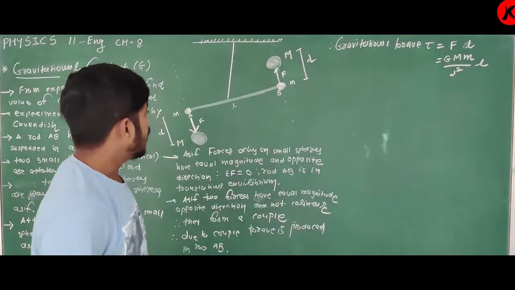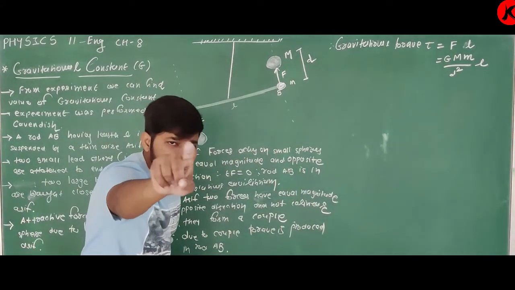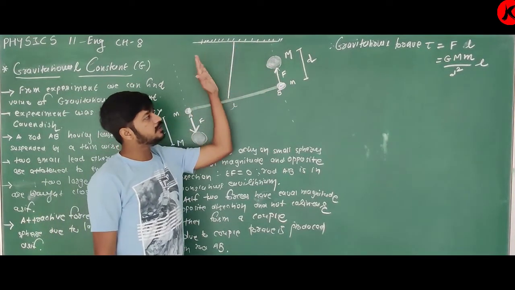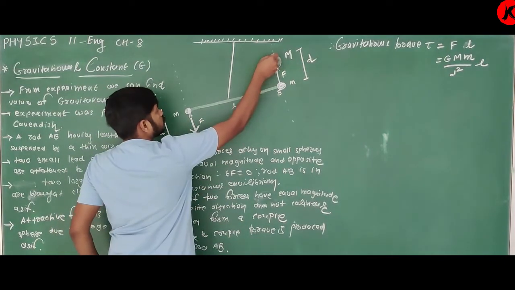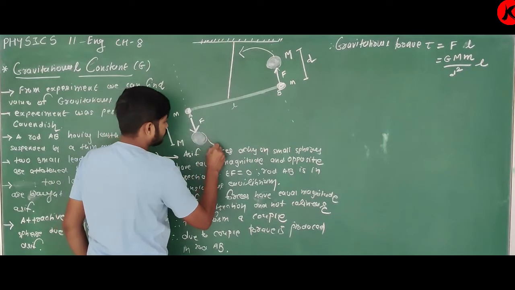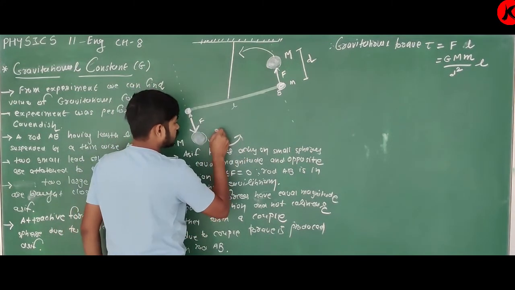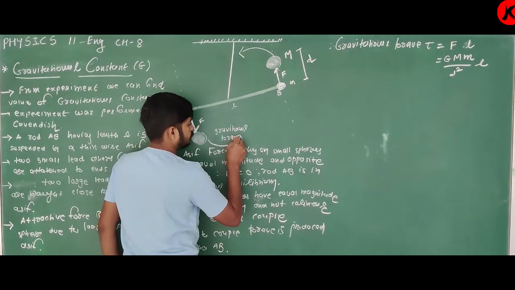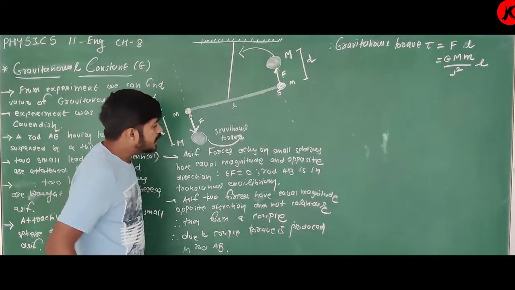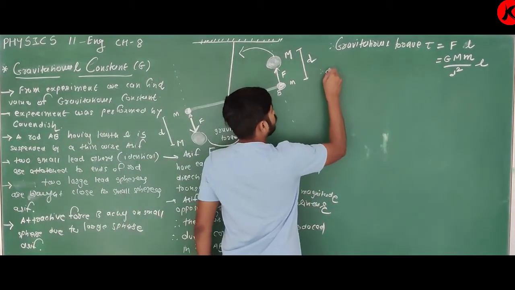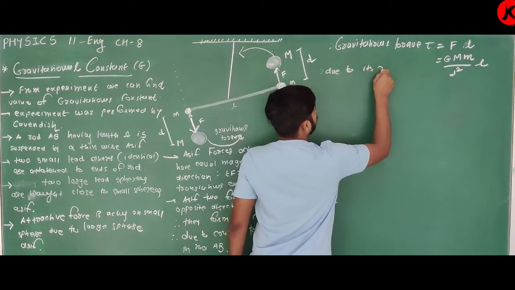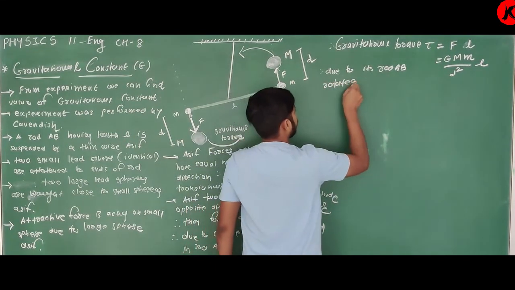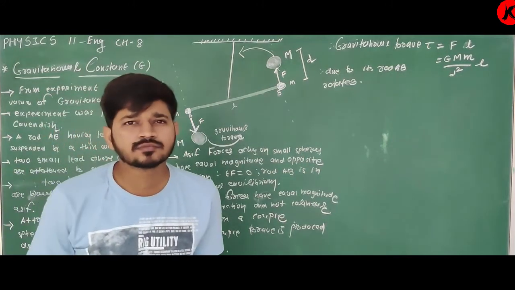So it is gravitational torque, and due to this gravitational torque, this rod AB is performing rotational motion. Due to this gravitational torque, rod AB rotates. Clear about this? Now what happens?